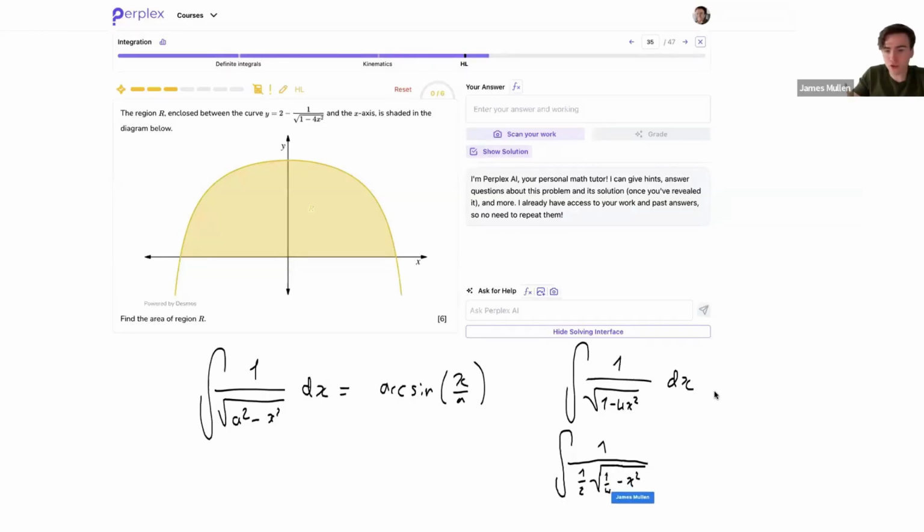So if I put the 2 back in, now what am I saying? I factored out a 2. Okay, and then that becomes half of the integral of 1 over the square root of half squared minus x squared dx. And then I apply the formula that I have with a equal to 1/2, with a half in front. So I probably should have explained that a little bit better. Apologies.